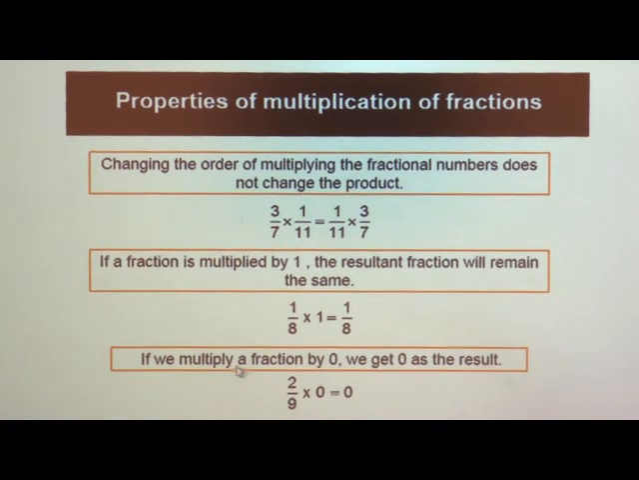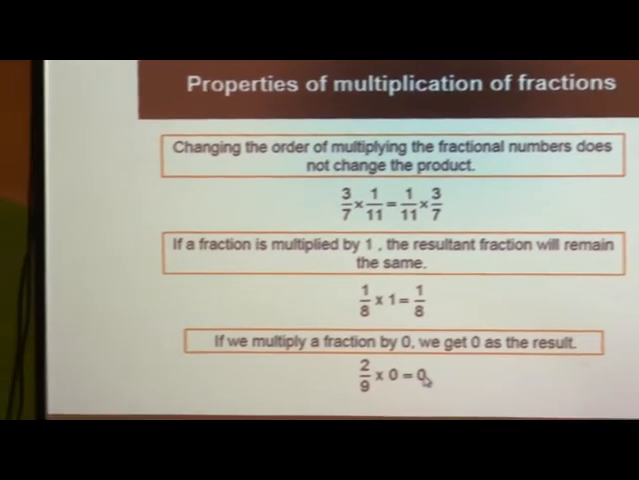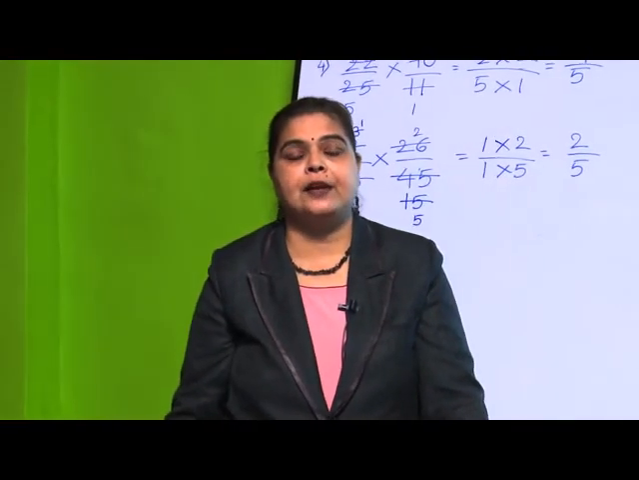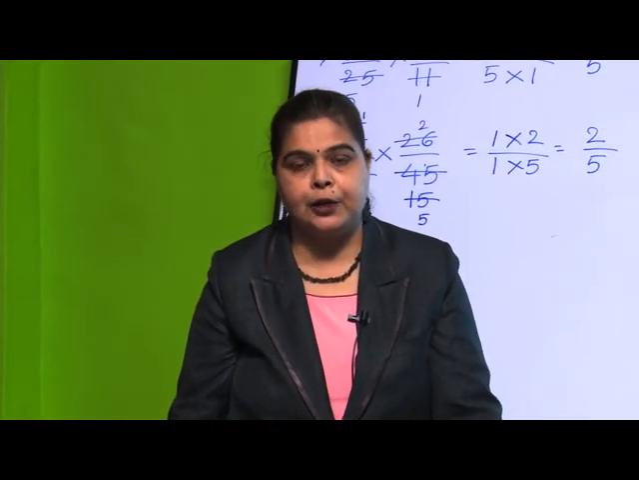If we multiply a fraction by 0, we get 0 as a result. When you multiply a number by 0, you get the answer as 0. When you multiply any fraction by 0, the result will be 0. These are the properties of multiplication we had discussed. In the next class, we will use all these properties and try to solve some related examples.